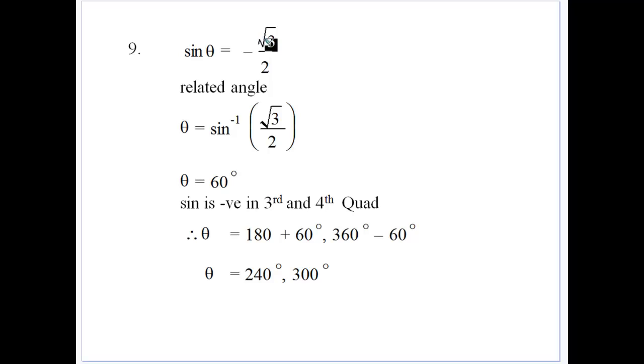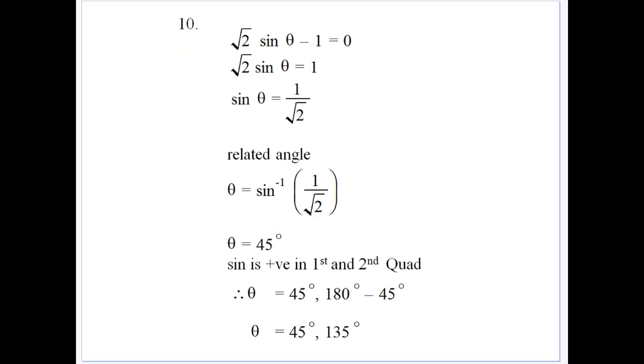Sine this time of negative root 3 on 2. Inverse sine of root 3 on 2 gives us 60, so that's our related angle. And sine's negative in the third and fourth, so our related angle adds to 180 in the third quadrant, and subtracts from 360 in the fourth quadrant. So there's our two solutions. Again, put them back in, check them every time.